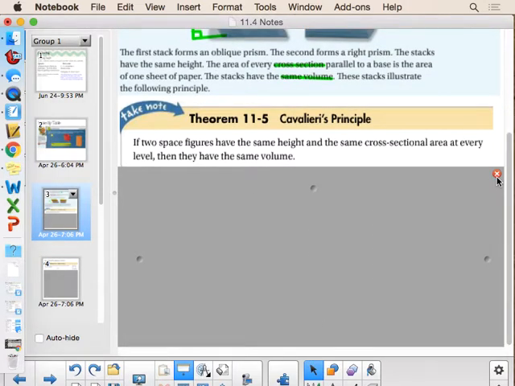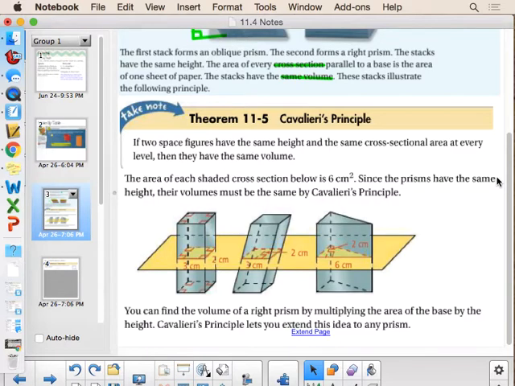Now, this does not only apply to right prisms versus oblique prisms, this also applies to other shapes. So I have three shapes here, and they all have the exact same height we could observe. The other thing that they have in common is if I were to actually go through the effort of calculating all these cross-sectional areas, they'd all have the exact same cross-sectional area. And because they have the same cross-sectional area and the same height, we can conclude that all three of these shapes, while different, have the same volume.